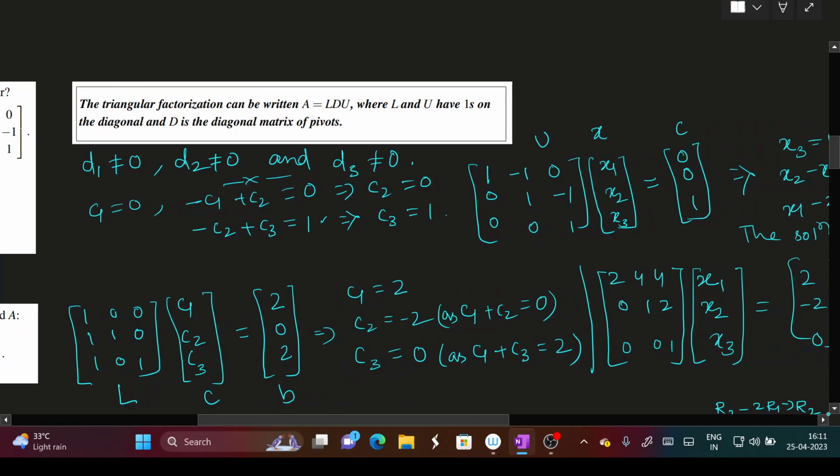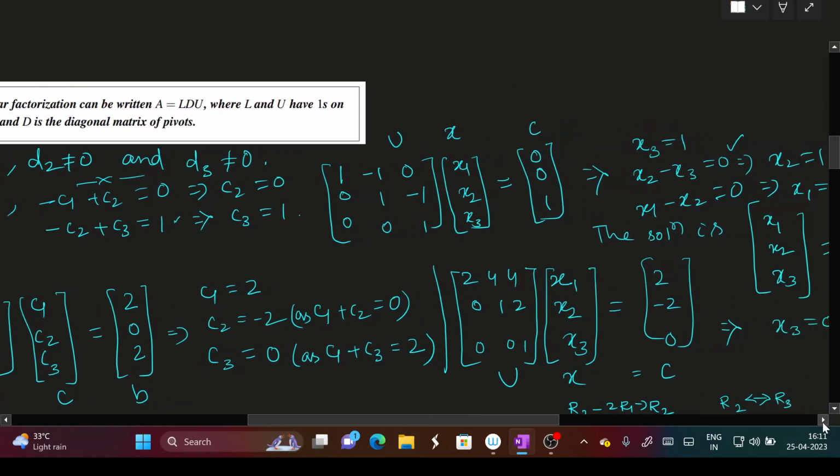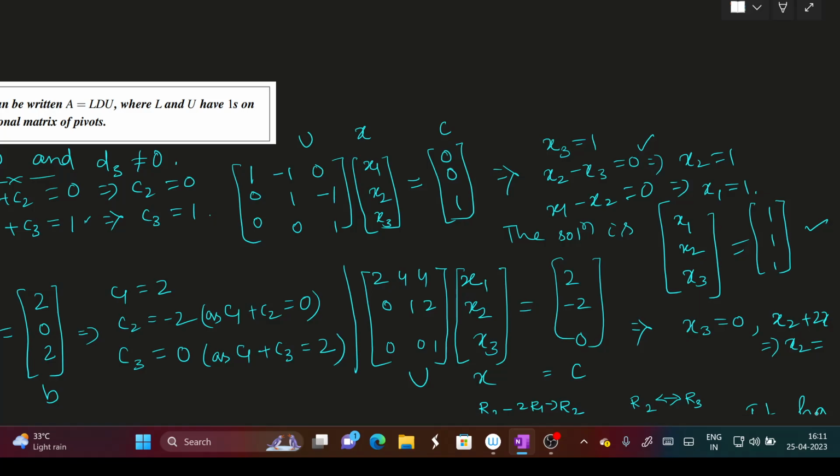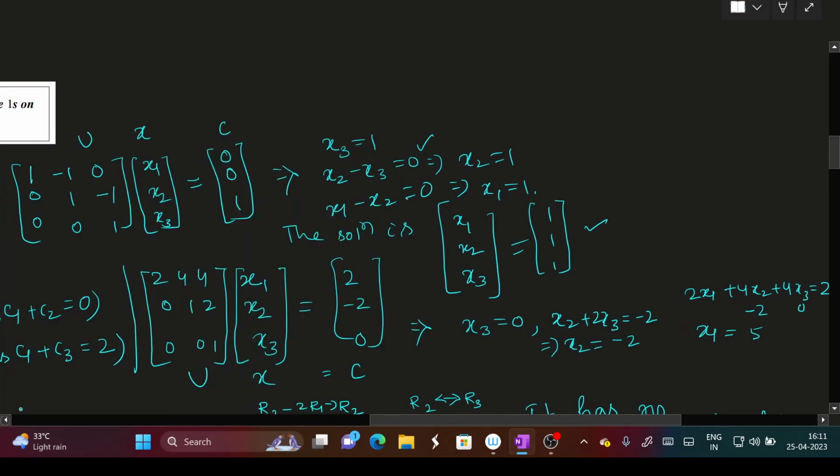Now it is Ux equal to C. From here we get x3 equal to 0, x2 equal to minus 2 and x1 equal to 5. Substituting in the first equation, 2x1 plus 4x2 plus 4x3 is equal to 2, we get x1 equal to 5. So x1 is 5, x2 is minus 2 and x3 is 0. That gives me the solution vector.